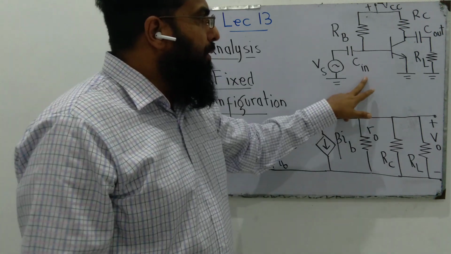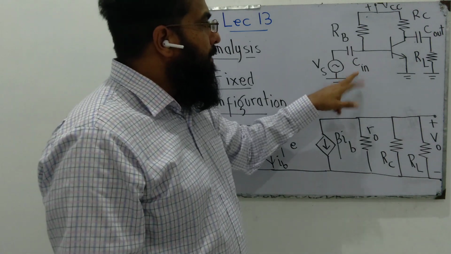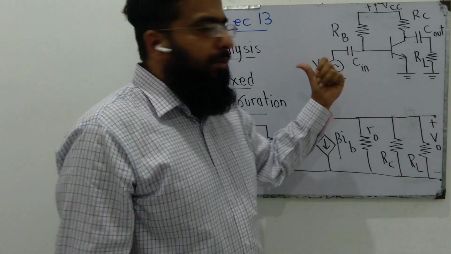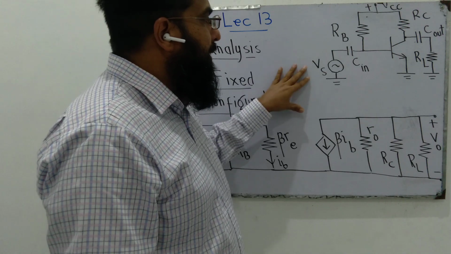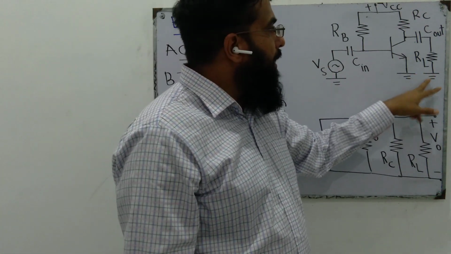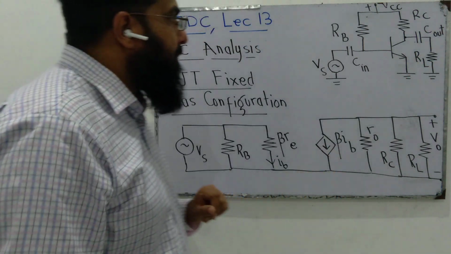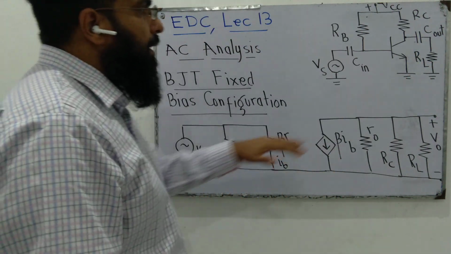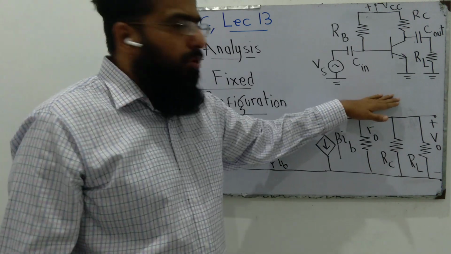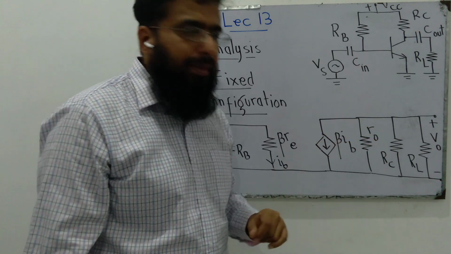We also talked about the coupling capacitors C in and C out, that these capacitors block AC from entering into the source Vs and from entering into the load resistor RL. This configuration is used to amplify both voltage and current. We'll see in coming lectures.